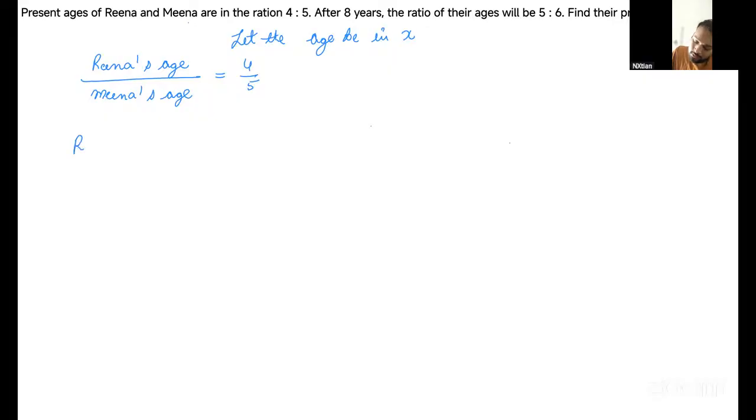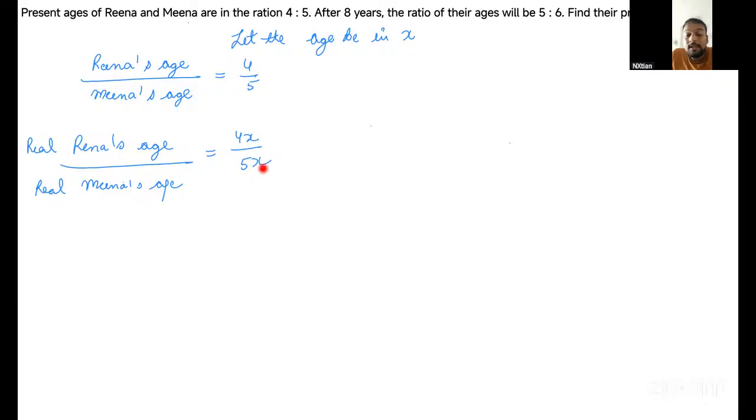So now the ratio will become like this: Reena's real age and Meena's real age is basically 4x upon 5x. Why did I write it like this? Because I don't know the real age. So the real age becomes 4x.